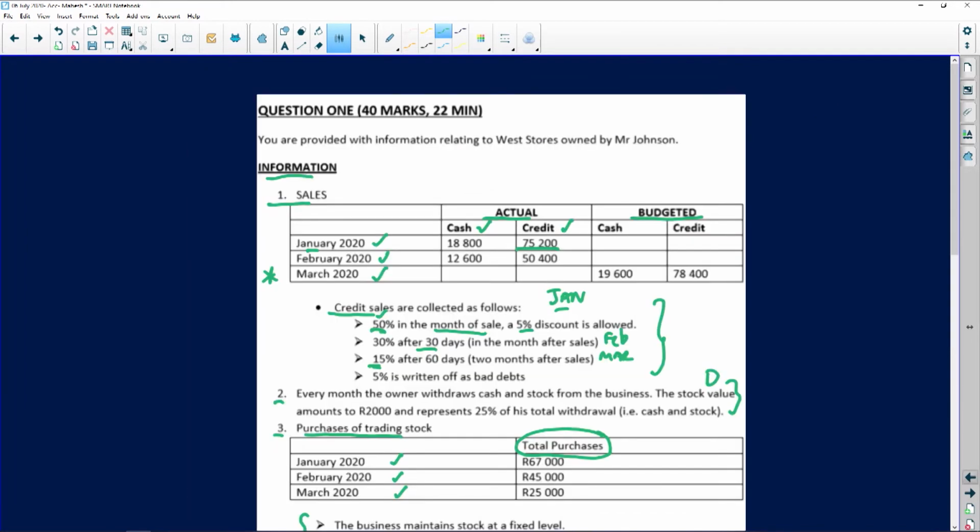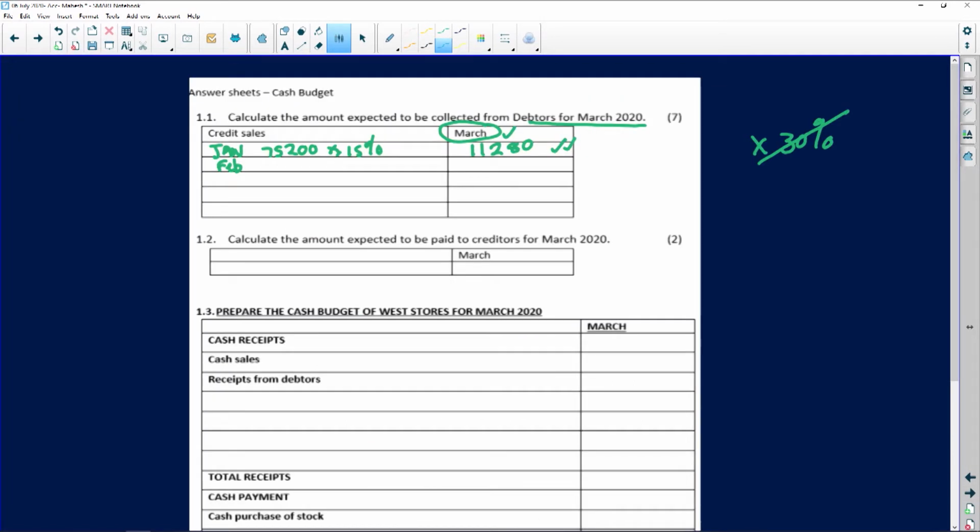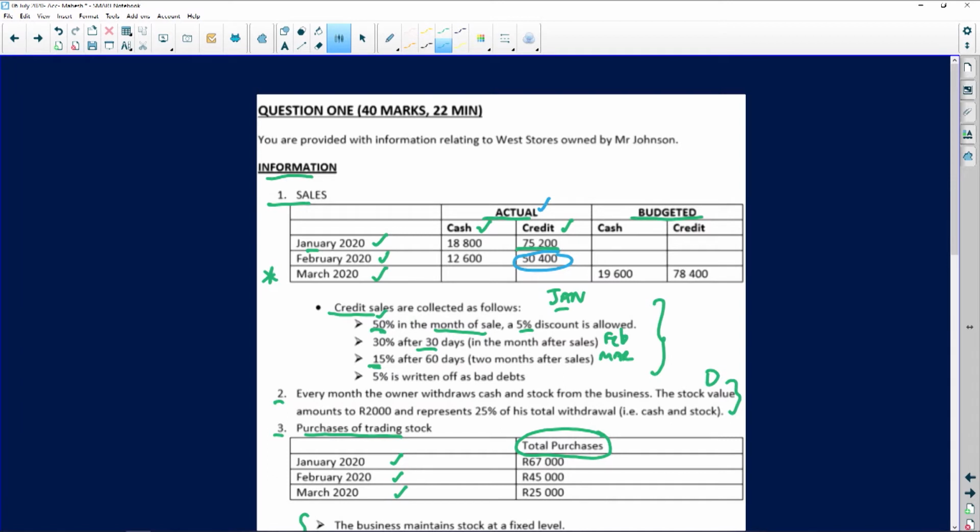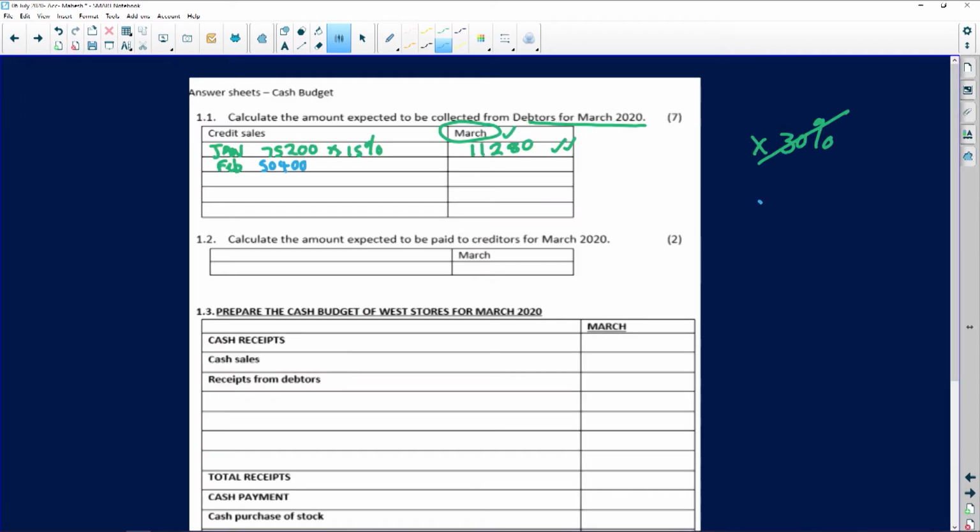So if I go back to my information, in February, I plan on selling on credit, or rather it happened already because this is actual information. So that amount, 50,400. So let's take that through. So February's credit sales, 50,400. Right, so once again, let's go back to how our debtors pay. So remember, 50% will pay in February. And remember, I'm drawing up a budget for March. So obviously that 50%, I do not want because I'll receive that in February.